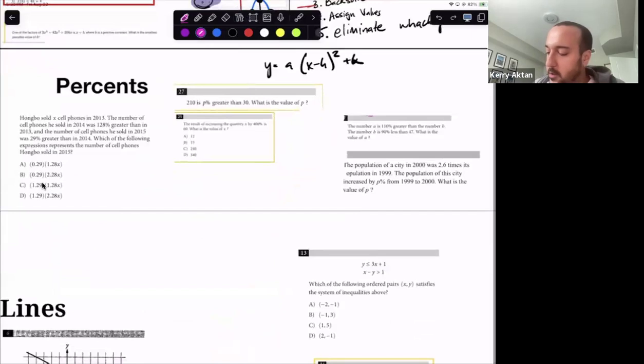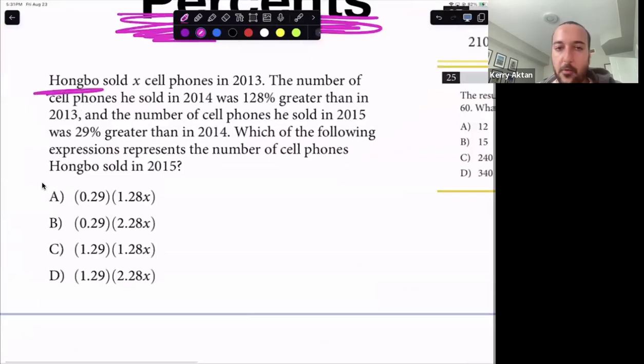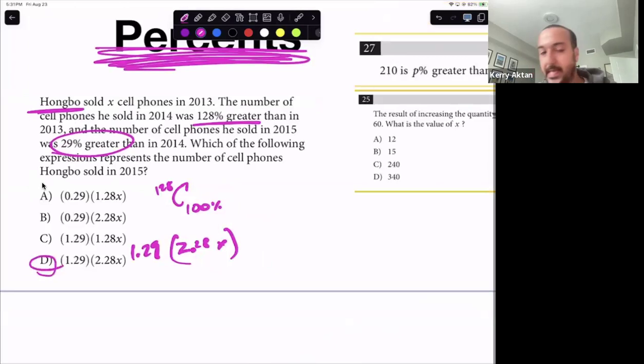All right. The next one is arguably the next most important skill on here. It's the idea of percent. Dylan, if that explanation didn't make sense, just stay after and I'll explain it as well. Percents are extremely important. Let's help our friend Hongbo right here. Hongbo said his phone sales increased by 128%. If I increased by 128%, where am I at? Remember, everything starts at 100%. If I increase by 128, where am I at? 228%. I'm at 2.28x. From there, the next year was 29% greater. What's up 29%? 1.29. The answer is D.